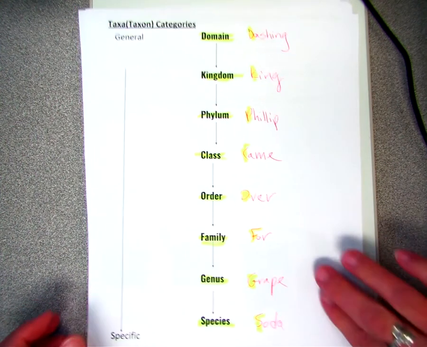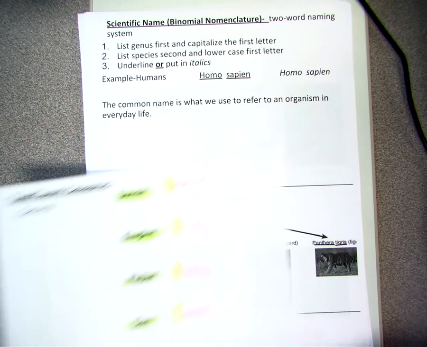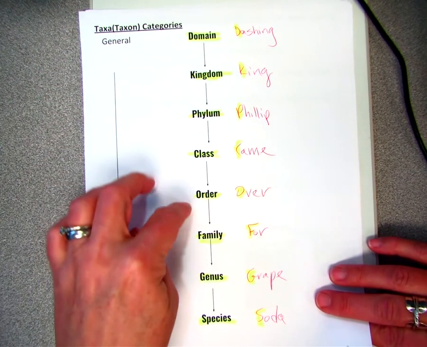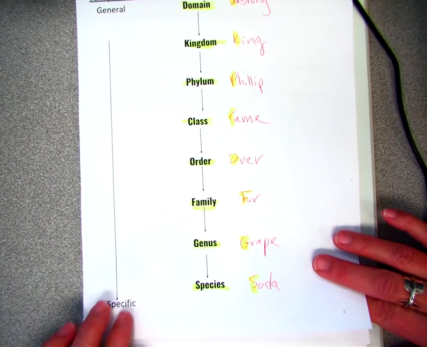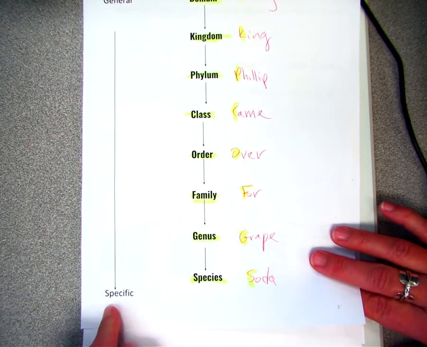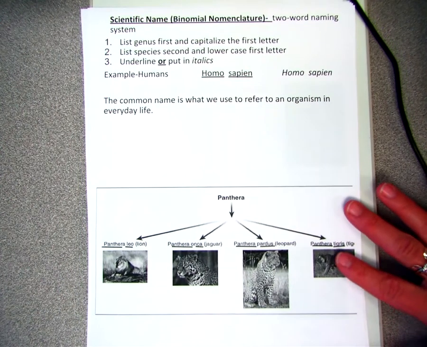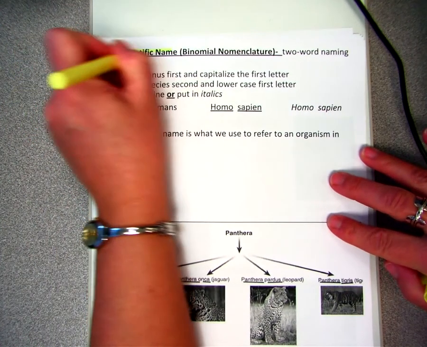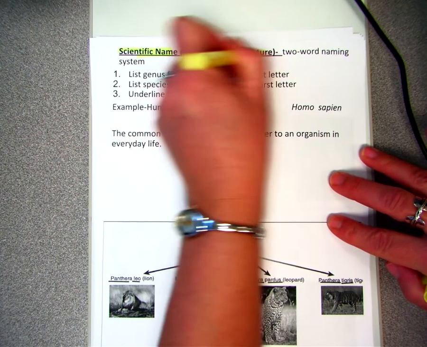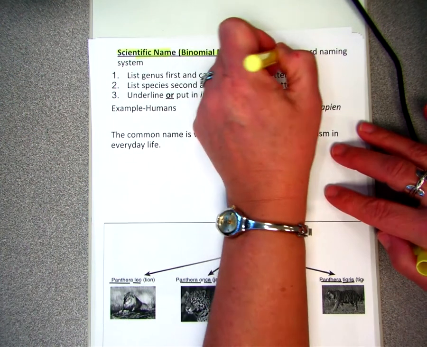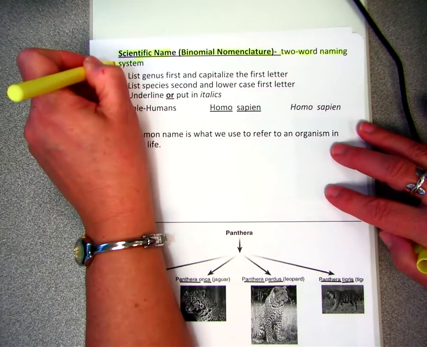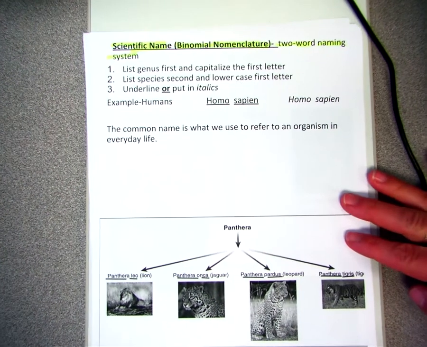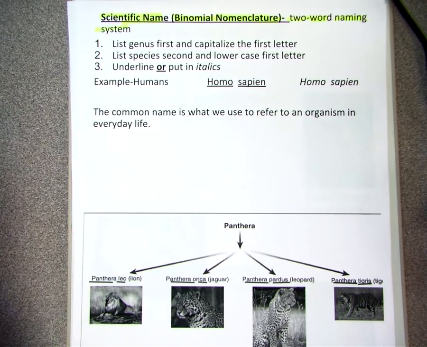Now, every time we go to say an organism, we're not going to list the domain, kingdom, phylum, class, order, family, genus, species names. We're going to list the last two, the most specific taxa categories. This is called a scientific name or binomial nomenclature. This is a two-word naming system. Now, there are rules. You have to remember the rules. There will be no partial credit.